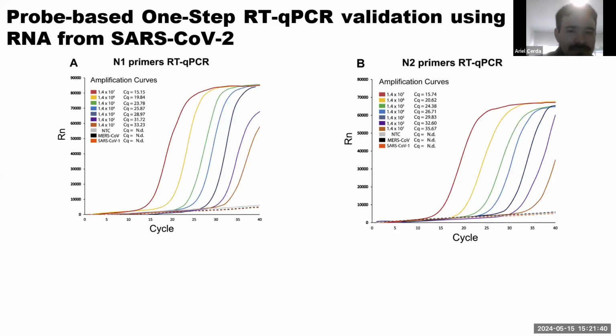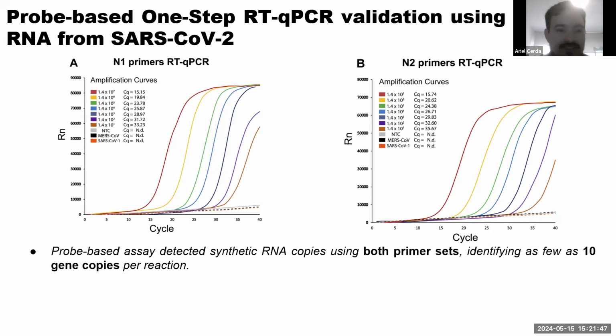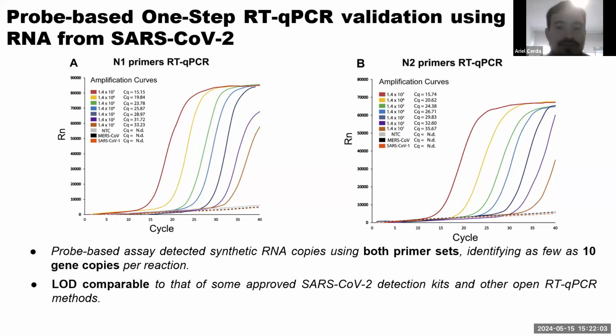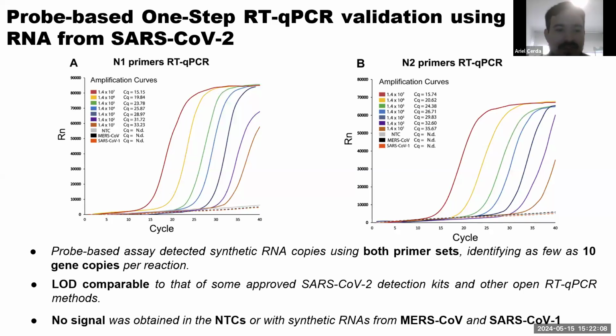And as we can see, the probe-based assays successfully detect RNA copies of the SARS-CoV-2 gene with both primer sets, identifying as few as 10 copies per reaction. This level of detection is comparable to some approved SARS-CoV-2 kits and other open RT-qPCR methods. And importantly, no signal was obtained in non-template controls or other synthetic RNAs from MERS-CoV or SARS-CoV-1.